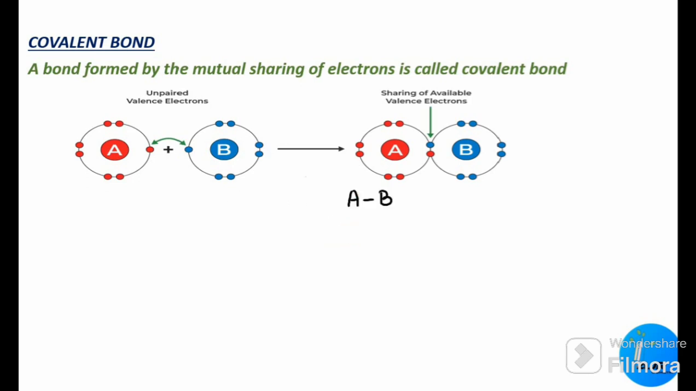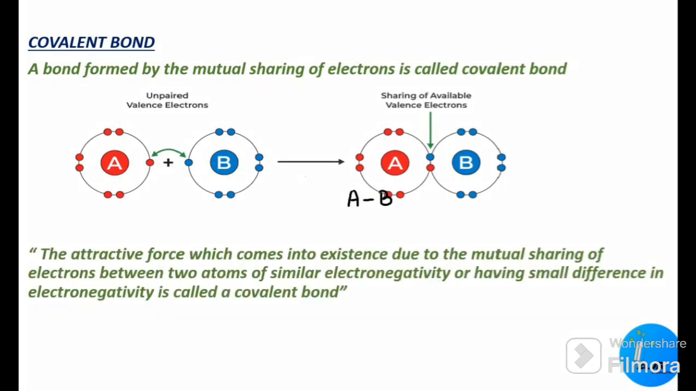So according to Lewis, the attractive force which comes into existence due to mutual sharing of electrons between two atoms of similar electronegativity, or having small difference in electronegativity, is called a covalent bond. So what is a covalent bond? It's the attractive force which comes into existence due to mutual sharing of electrons between two atoms of similar electronegativity or having small difference in electronegativity. Understood, students?